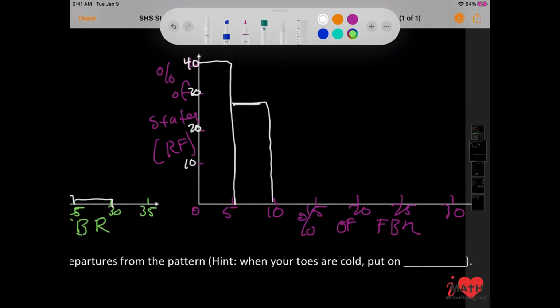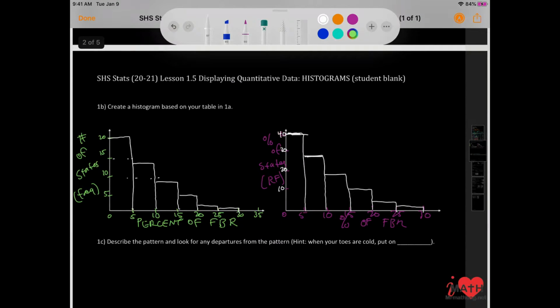Remember, these are of same widths here. And then how many between the 10 and 15? That was 18%, so less than 20. And 15 to 20 had 10%. And 20 to 25 had 4%. And then 2%. Okay? So there are my histograms.